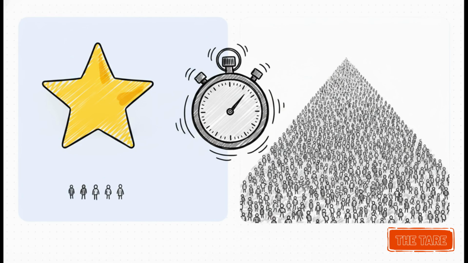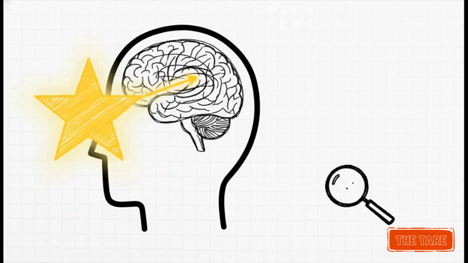5, 4, 3, 2, 1. Okay, lock in your answer. Which one did you instinctively want to buy? Look, if you immediately jumped at the 4.9 stars, do not worry. You aren't bad at math, you are just human.